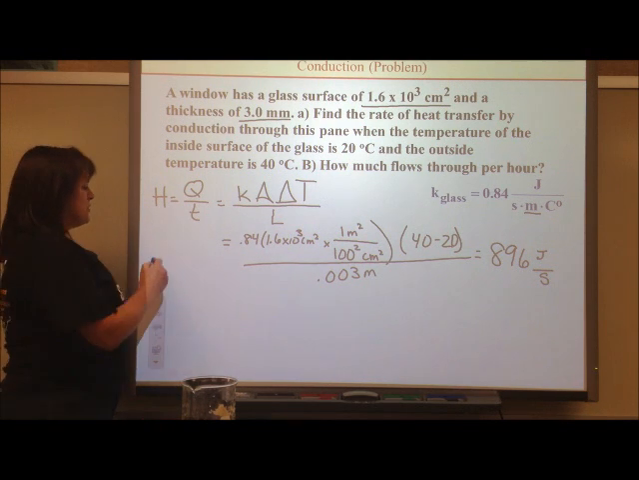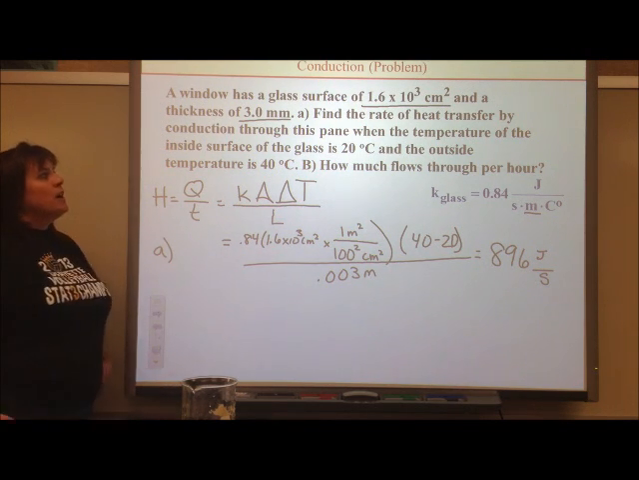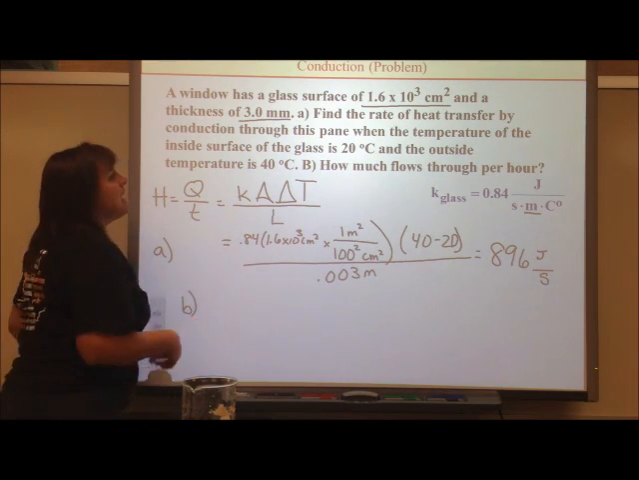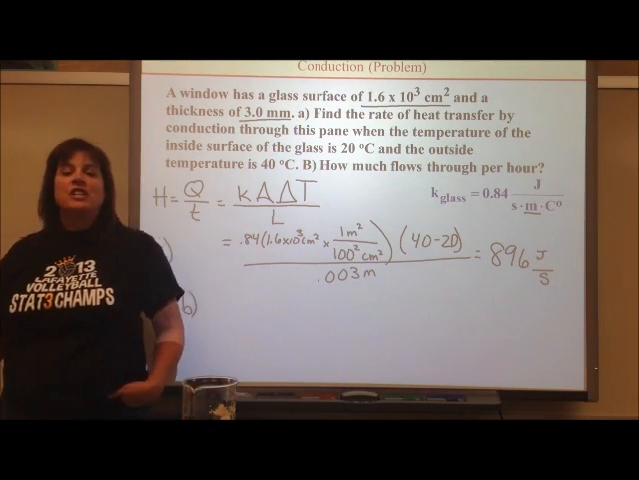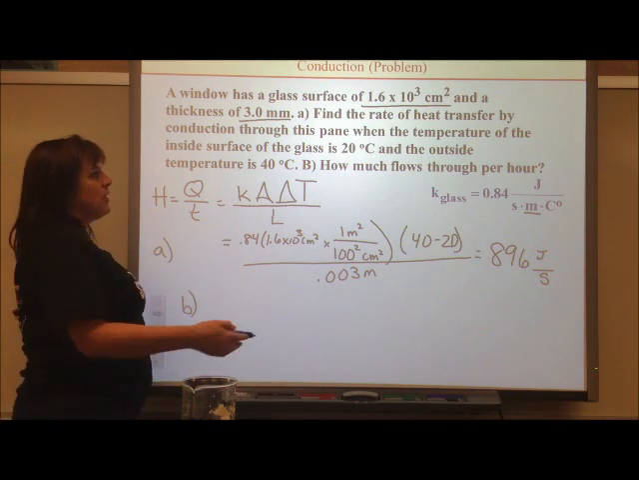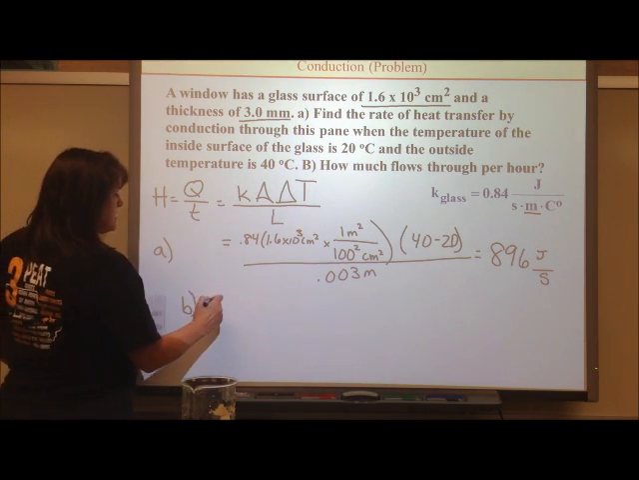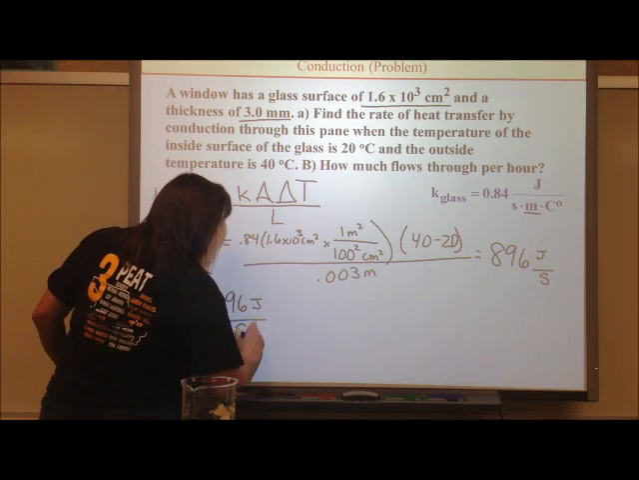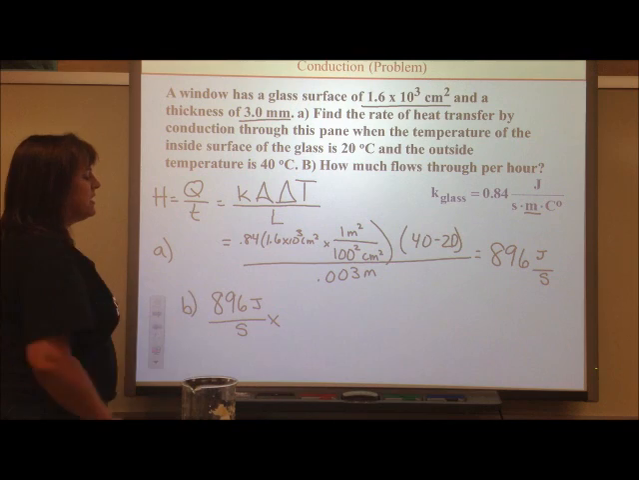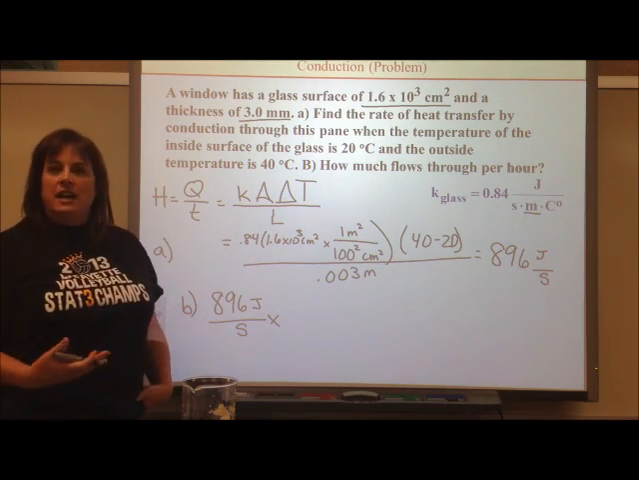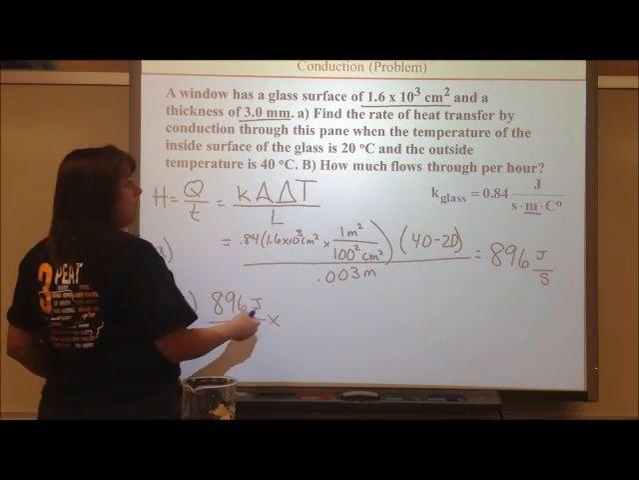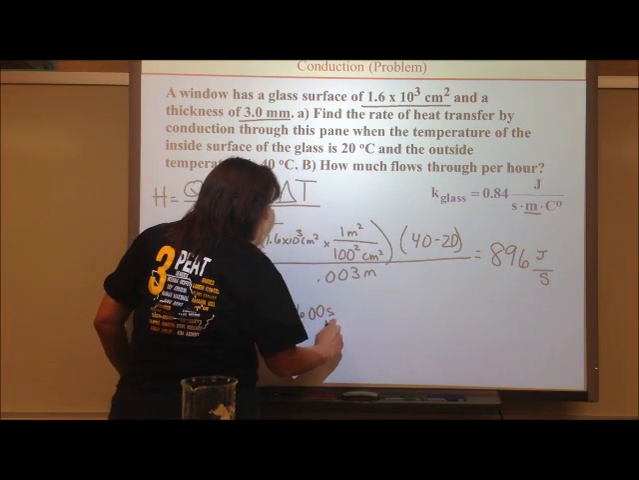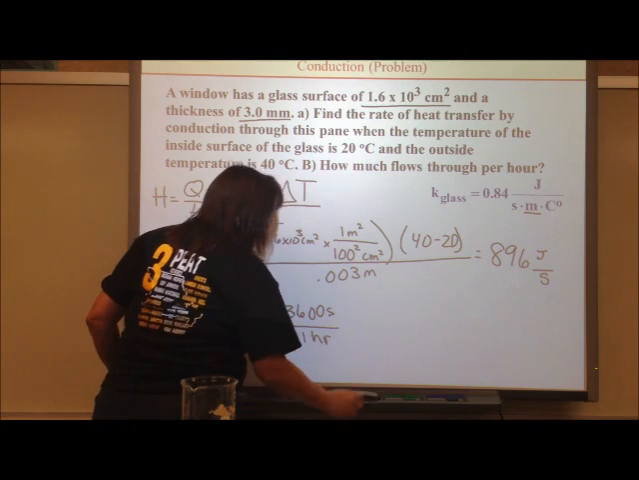So that is the answer to our question in part A. What is the rate of heat transfer? Our second question then is, how much energy is that per hour? Well, that's just a matter of dimensional analysis, right? If we have 896 joules per second, then I just have to multiply by how many seconds that is per hour. There are 3,600 seconds in 1 hour.